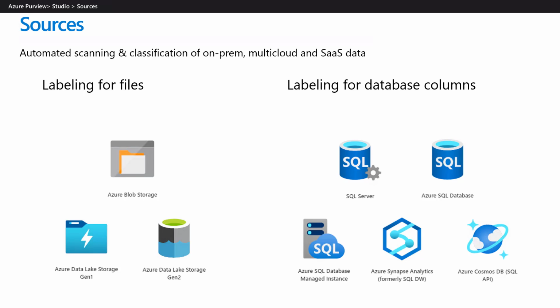Sensitivity labels are supported in Azure Purview for the following data types. Automatic labeling for files is supported for Azure Blob Storage and Azure Data Lake Storage Gen 1 and Gen 2. Automatic labeling for database columns is supported for SQL Server, Azure SQL Database, Azure SQL Database Managed Instance, Azure Synapse, and Azure Cosmos DB.